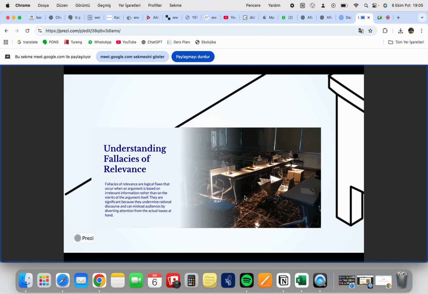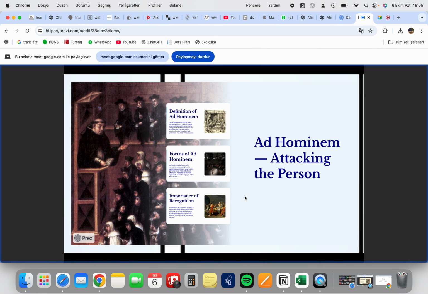What is ad hominem? Is there anyone who has an idea about that? I just want to learn your opinions. Okay, like we said, attacking the person. It's a Latin name, and it's the most famous one actually. This fallacy happens when someone attacks the person instead of their argument.